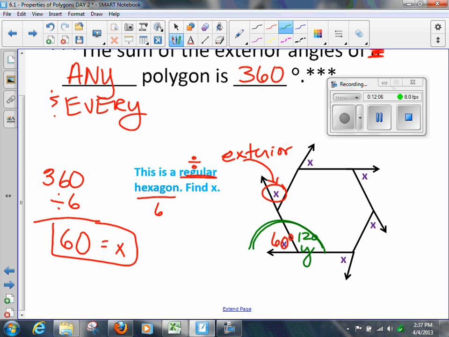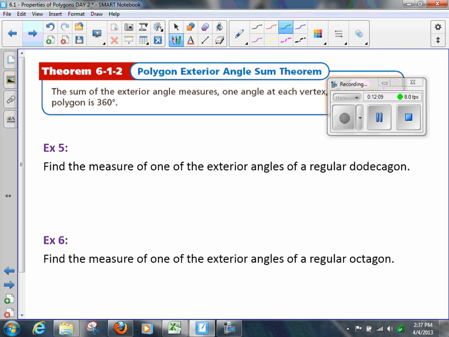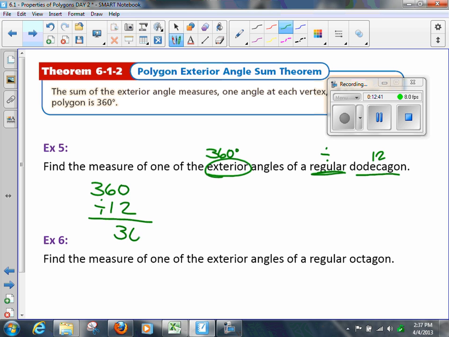Here's another one. Look at example 5. It says find the measure of one of the, what are we going to underline? Exterior angles, which means what number? 360. Regular means what? Divide. Dodecagon means what? 12 sides. All right, so what are we going to do with 360? Because it's all there. Look at it. 360 divided by 12 is 30 degrees, is equal to the exterior angle.